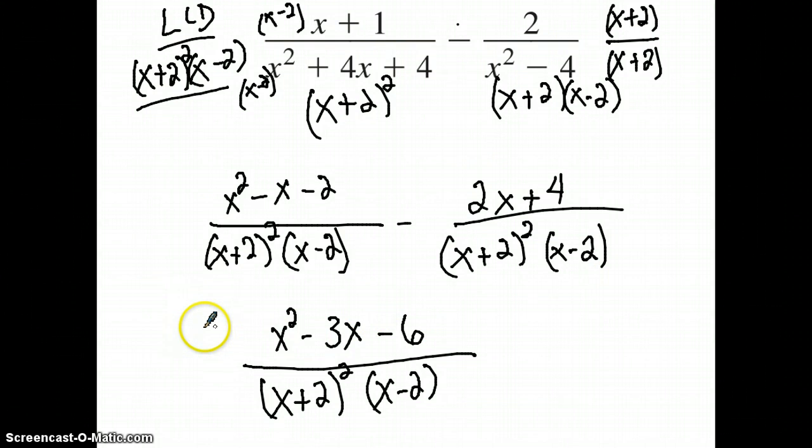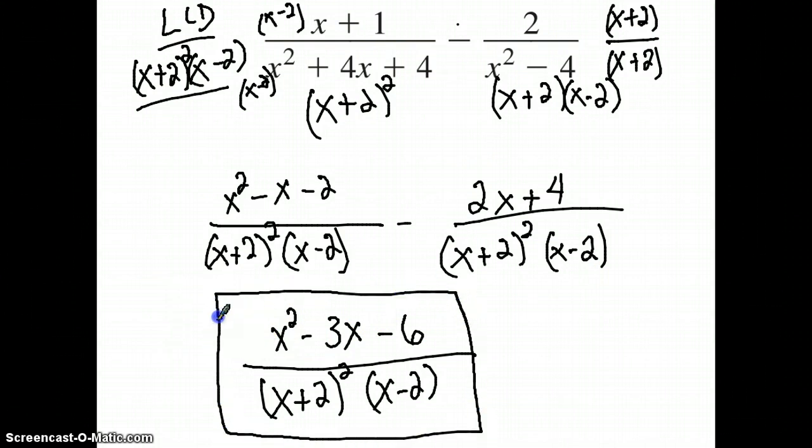Once again, we ask ourselves, can we simplify this? And since we can't factor the top, we can't simplify it anymore, and that is it. The common denominator is the quantity x plus 2 squared times x minus 2, and our numerator is x squared minus 3x minus 6.